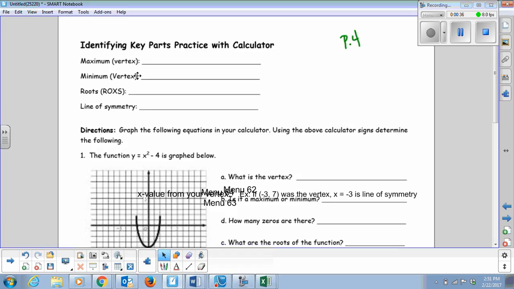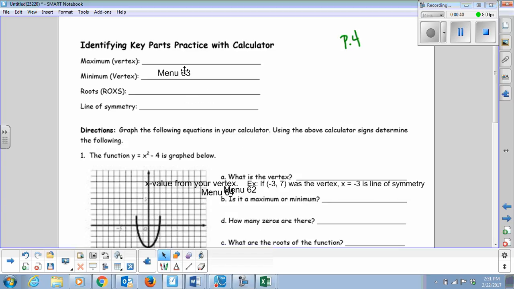So my maximum we've already done, and minimum for vertex in Khan Academy, that's your purple and green poster at the front. So if it's a maximum, you should be using menu 6.3. If it is a minimum, you should be using menu 6.2. And remember, your maximum looks something like this with your vertex at the top, and the minimum looks kind of like a bowl, and you've got your vertex on the bottom.